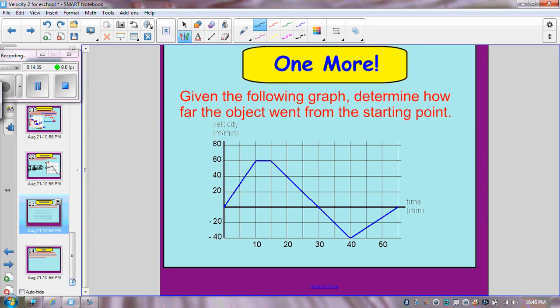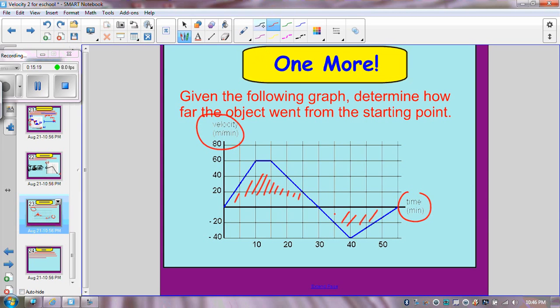Alright, looks like we've got 2 more slides. This slide right here: given the following graph, determine how far the object went from the starting point. This actually is a little review, not having to do with motion maps, but simply doing graphical analysis. It wants to know how far from the starting point that this object went. So we're looking at displacement. Remember, we're looking at a velocity versus time graph, and that means by finding displacement, we're going to find the area under the curve. It looks like the shapes we're dealing with are a trapezoid and then a triangle. Now, I don't know about you, but remembering the area of a trapezoid is kind of difficult.